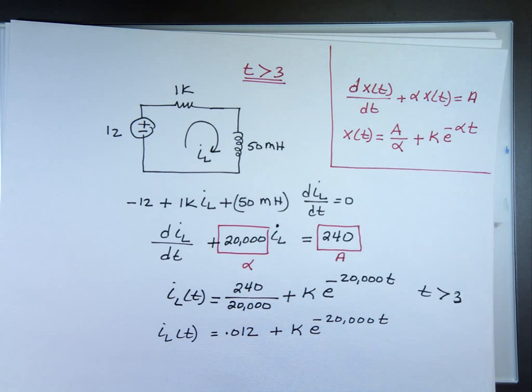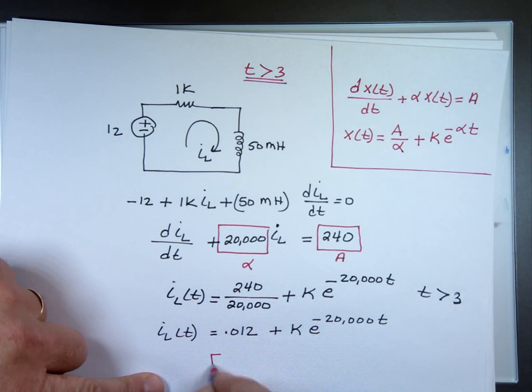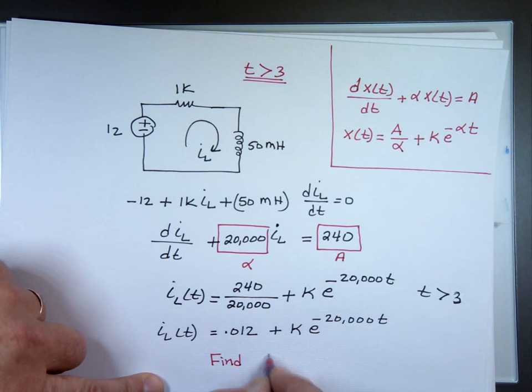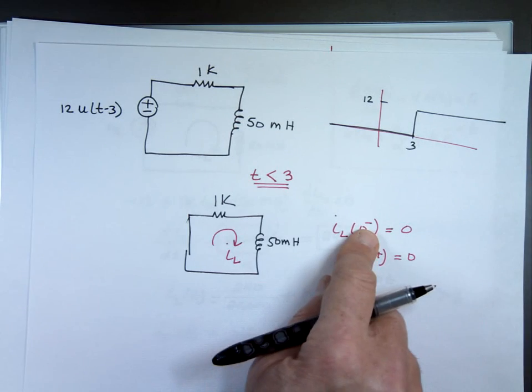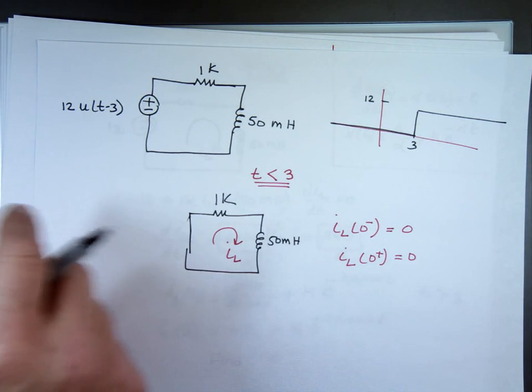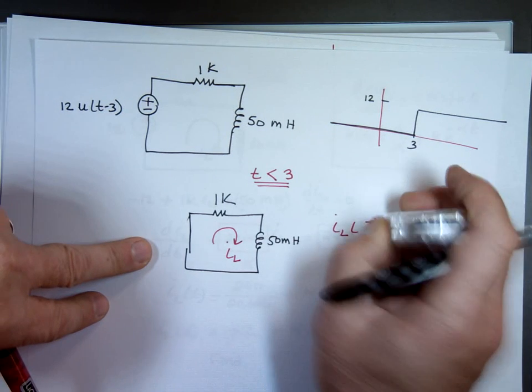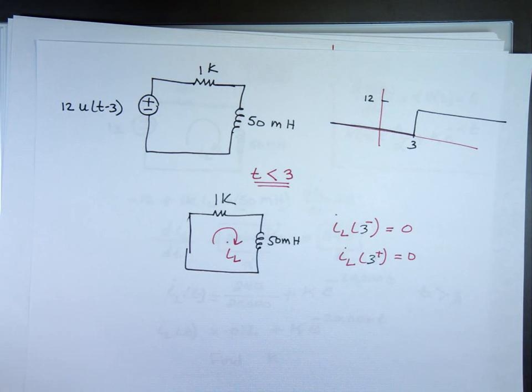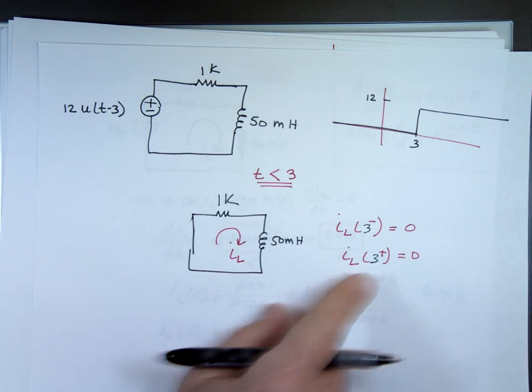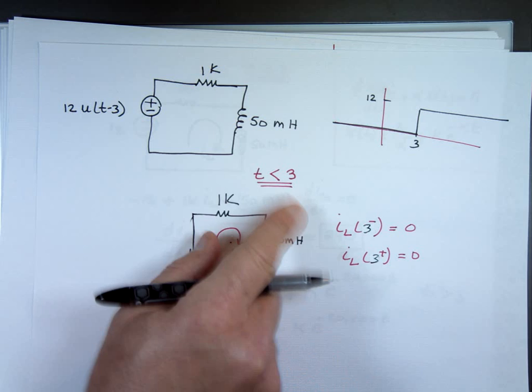Now we need to find k. It's not as easy as it used to be. Well, it's not that difficult, but mathematically it's a little bit more than the previous one. How do we find k? I should say 3, not 0 here. Remember, for t less than 3, we know the current at 3 minus. We know the current at 3 plus, because that switch opens at 3. It's 0.